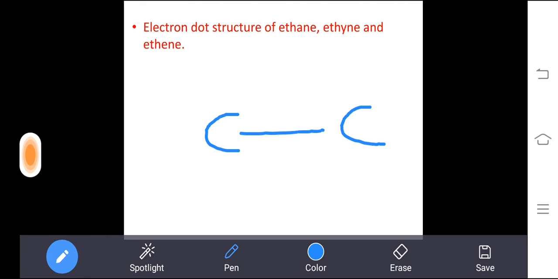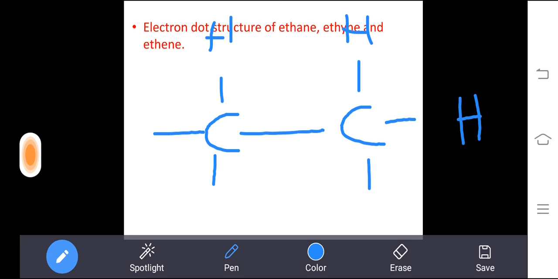Then we want to satisfy the valency. What is the valency for carbon? 4. One valency for the carbon is already filled, so the remaining is 3: 1, 2, 3. And on the other carbon again 1, 2, 3, since one is already there. Ethane is a hydrocarbon, so the remaining bonds we fill with hydrogen: hydrogen here, here, here, here. Because this is a hydrocarbon, there is no other atom, only hydrogen. That's all, students. This is the structural formula.